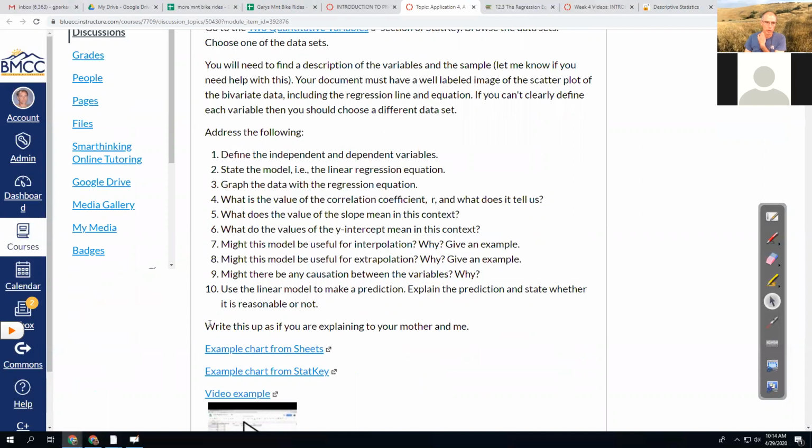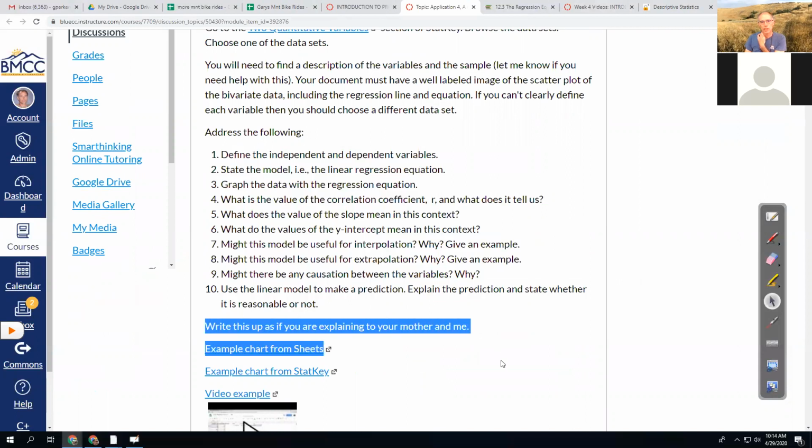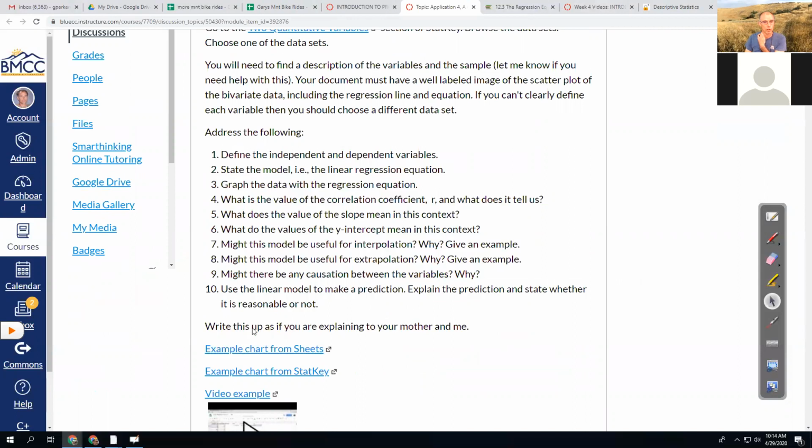What I ask here is for you to write up this whole thing explaining it to me and my mother. And keep in mind, my mother does not have a degree in math. She's pretty smart, but she doesn't know as much math as me. So if I start throwing in words like interpolate and extrapolate and causation and correlation and regression, I'm just going to lose her. She's going to say, hey, so what are the kids doing? I want to keep her engaged. I want to describe this stuff to her in a way she will understand too. So you have to think about that as you write up your answers. I'm going to do that with my mom in mind for this particular example.